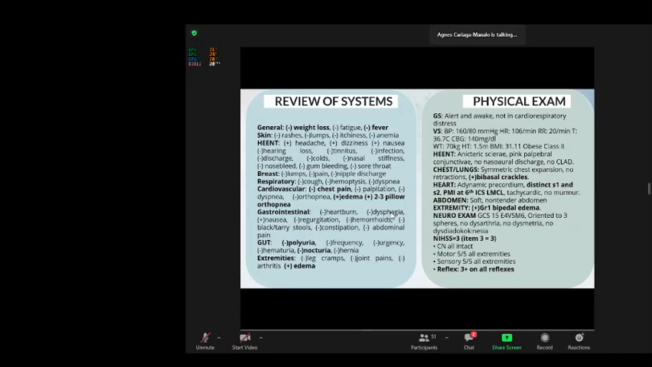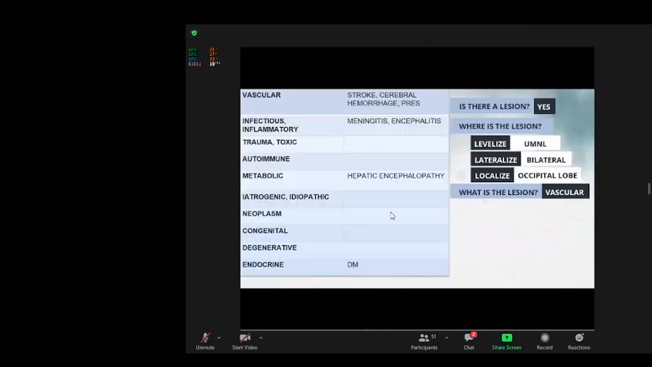All right, so pertinent, you have crackles, you have bipedal edema. Next slide. Okay, where's the lesion? Upper motor neuron because? The deep tendon reflex, Doc, was 3+ po.